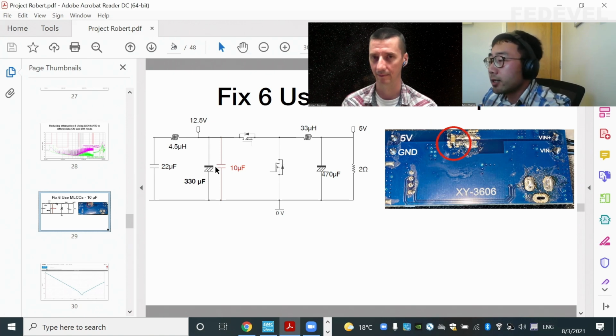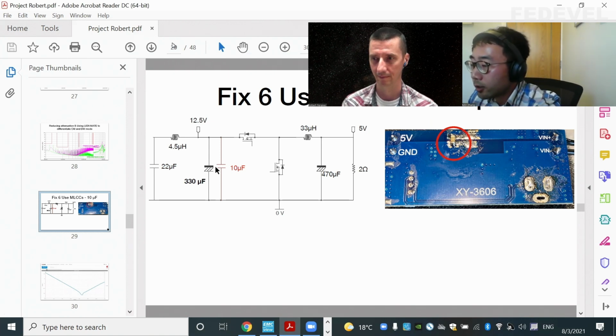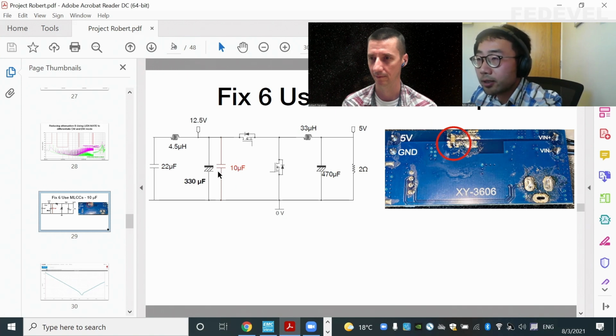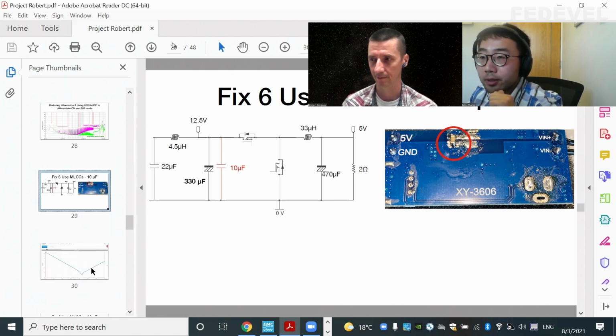So basically, to put it simply, sometimes differential mode noise will create common mode noise. So that's what I'm trying to do. In this case, I'm applying a 10 microfarad capacitor between the V-in and the ground plane, okay? And then see what happens.